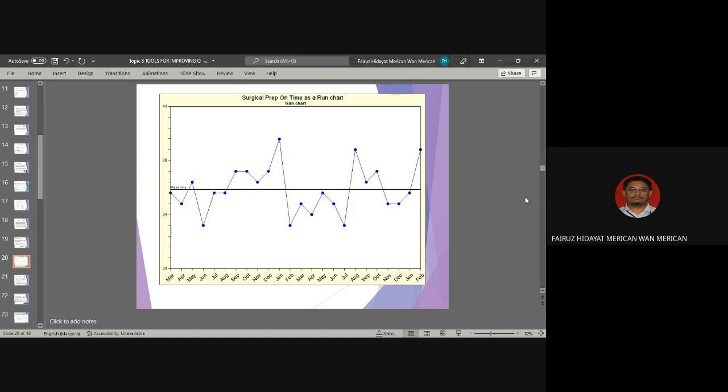Based on all this analysis, the hospital management can then take any action to try to prevent those months from having a slow prep time. So that's the benefit of having this run chart. You see the patterns or the shifts in the performance of this particular hospital, and the same applies to any other company when they measure any performance process in their organization.